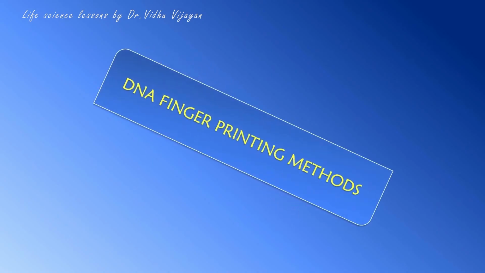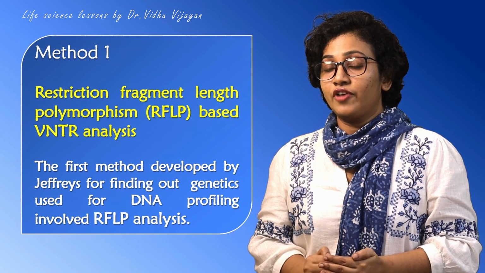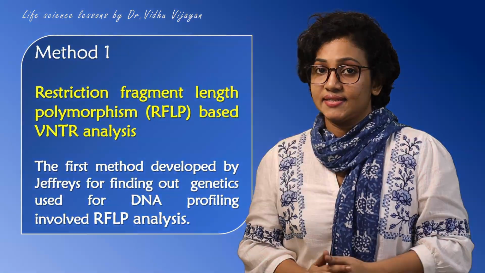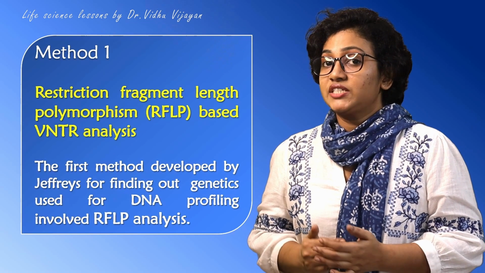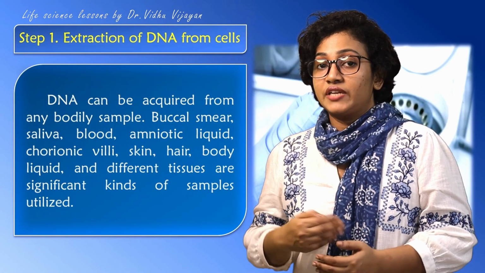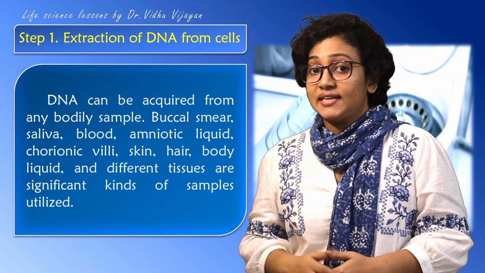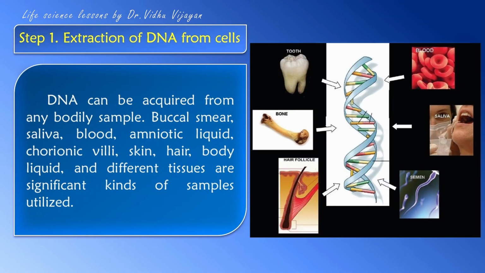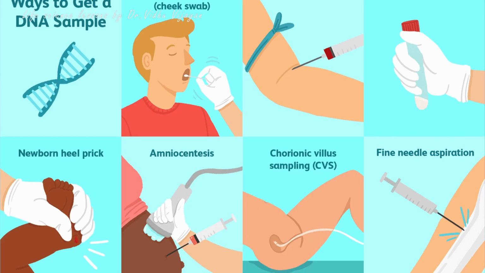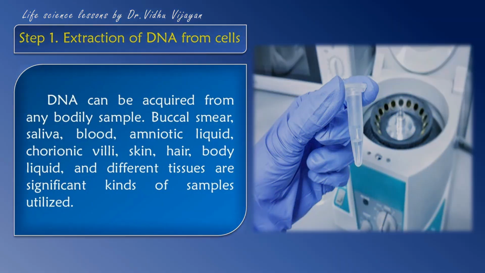DNA fingerprinting methods. Method 1, restriction fragment length polymorphism or RFLP based VNTR analysis. This was the first method developed by Jeffreys for DNA fingerprinting. Step 1 is the extraction of DNA from the cells or sample. DNA can be acquired from any bodily sample. Buccal smear, saliva, blood, amniotic fluid, chorionic villi, skin, hair, body fluid, and different tissues are significant kinds of samples utilized.